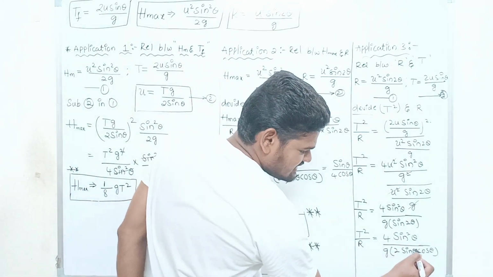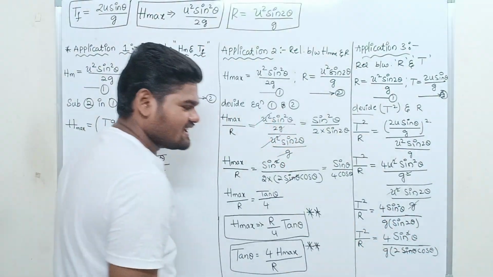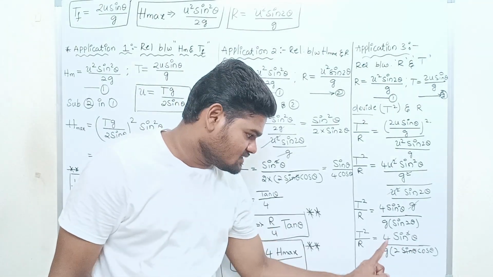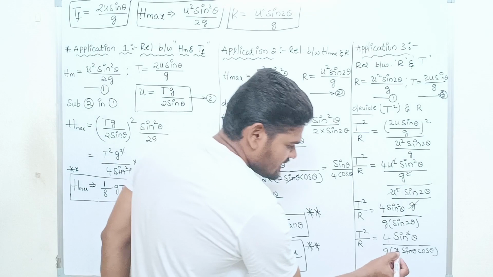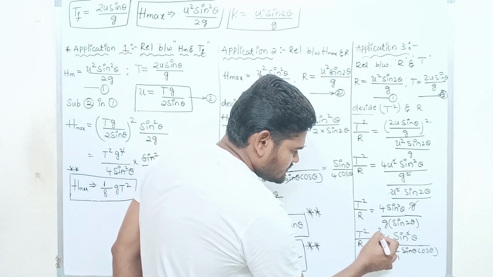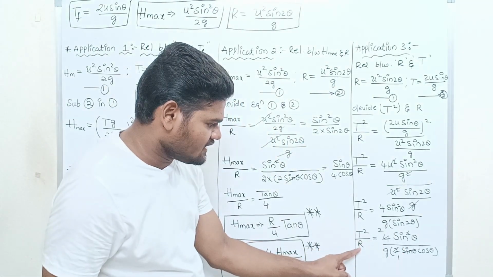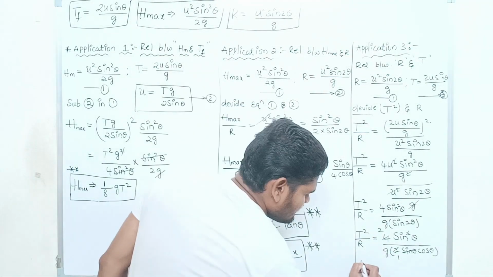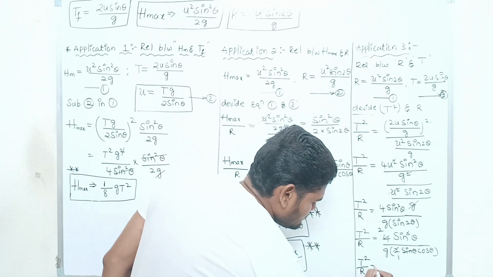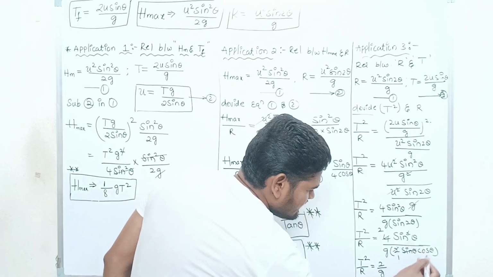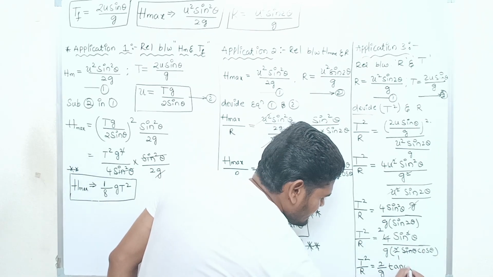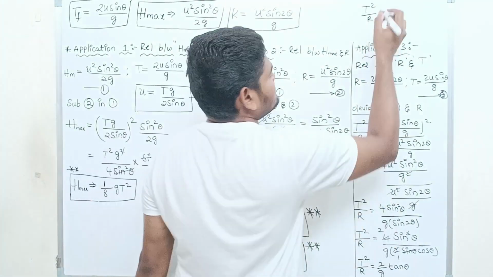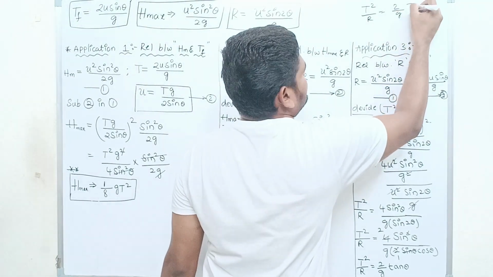Here sine square theta is there, sine theta is there, so sine theta gets cancelled out. Sine theta divided by cos theta, again you will get tan theta. So 4 tan theta, here 2 is there, so 2 ones are 2, twos are 2. So t square by R is equal to 2 by g sine theta divided by cos theta, which gives tan theta. So we got t square by R is equal to 2 by g tan theta.